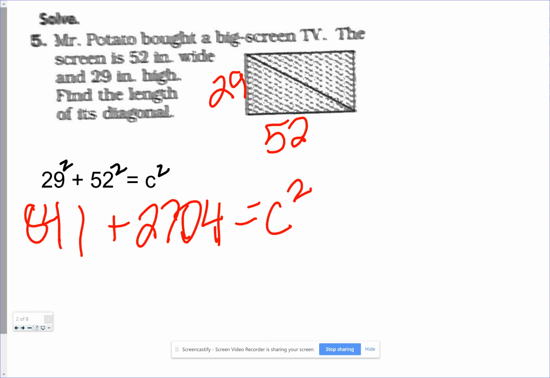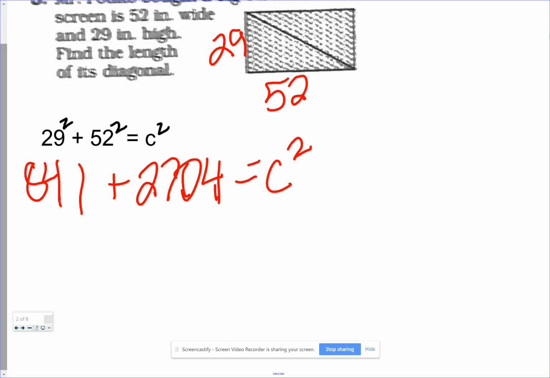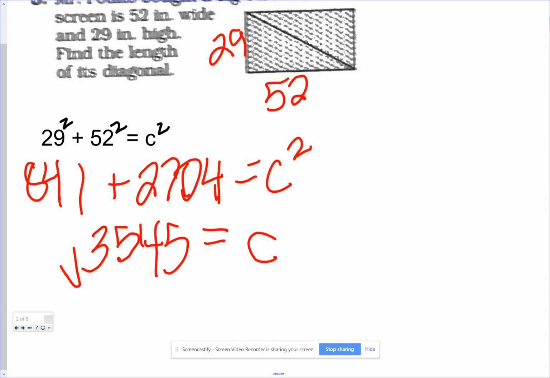So when you add these two together, you get 3,535, 45, sorry. I'm checking this on my calculator. Okay, that's what c squared is. So if we want to find just c, we have to take the square root of that huge number.